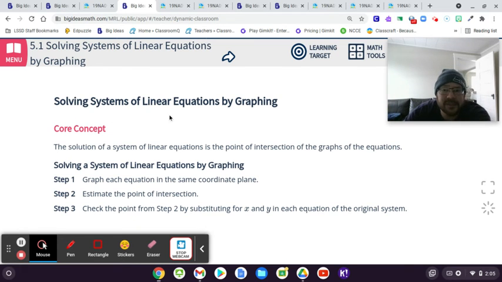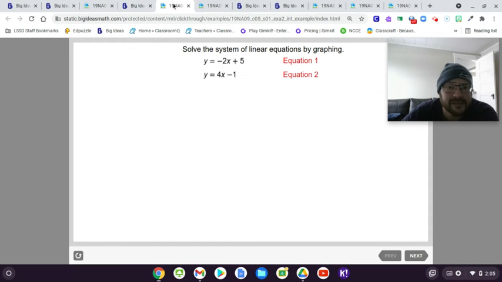Here are the steps if you like to take notes. Step 1 is you graph each of the equations. Step 2 is you estimate the point of intersection if you can't directly see it off of a graph. And then step 3 is you check the point by plugging it in. So you look at the graph, you find out what point it looks like they intersect, plug in those values for x and y to make sure they work, and that's how you use a graph to solve these.